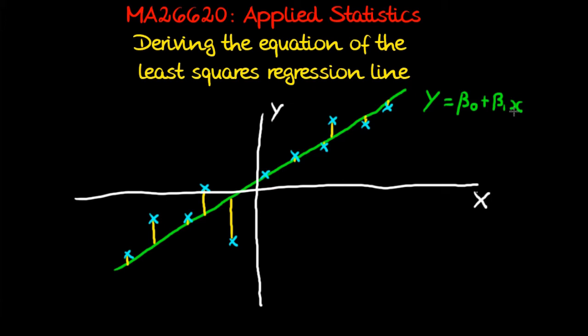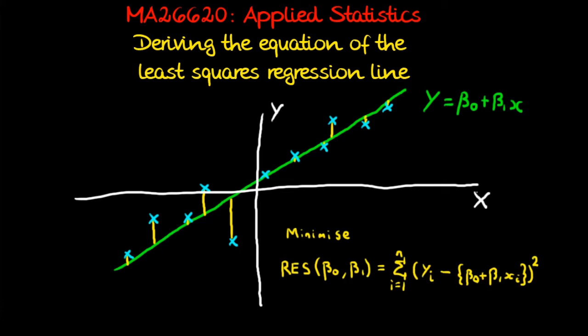We want to place that through the points in such a way that something is minimized, and what we typically minimize is the sum of squares of these yellow lines, which are the vertical distances between the points and the line. Each of those yellow lines is called a residual, and so the quantity that we try to minimize when finding this line of best fit, this least squares regression line, is the residual sum of squares. That's why it's called least squares.